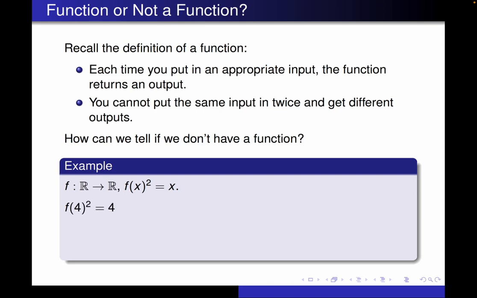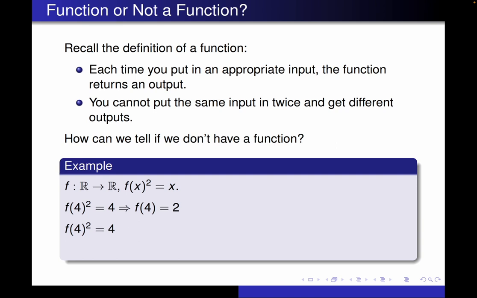So for instance, if I want to find out what f of 4 is, I'll put it into the formula. f of 4 squared is equal to 4, and I think, what's a number that I know where I square it and I get 4? Well, f of 4 equals 2. So if 4 is the input, 2 is the output.